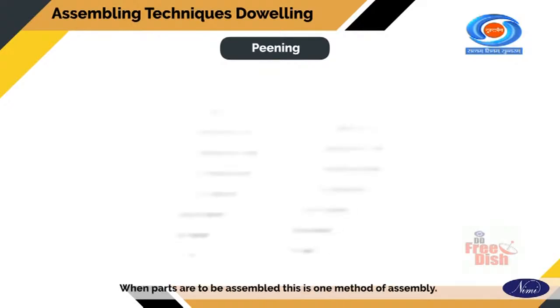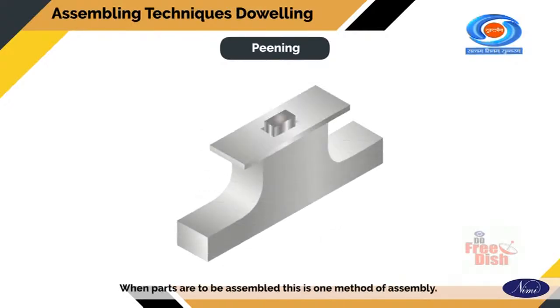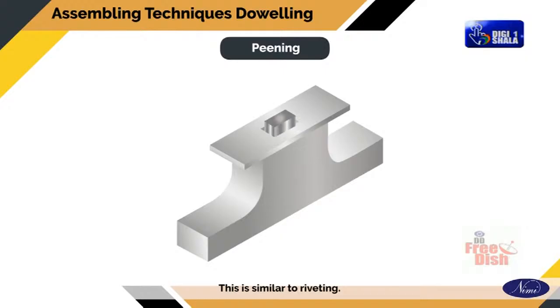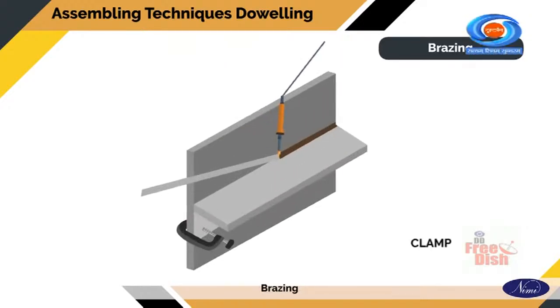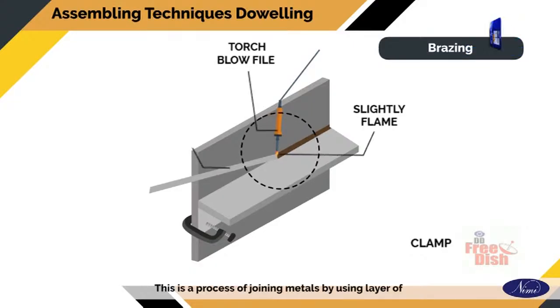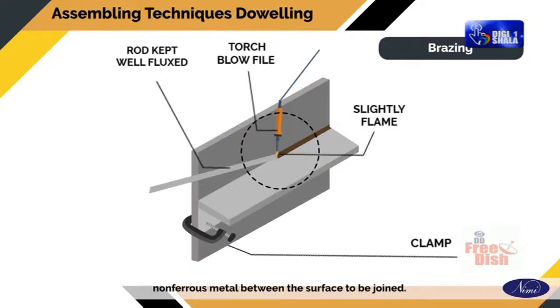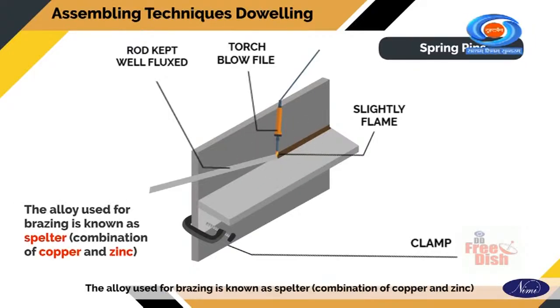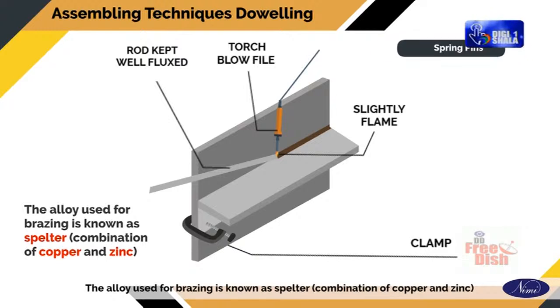Peening. When parts are to be assembled, this is one method of assembly. This is similar to riveting. Brazing. This is a process of joining metals by using layer of non-ferrous metal between the surface to be joined. The alloy used for brazing is known as spelter, combination of copper and zinc.